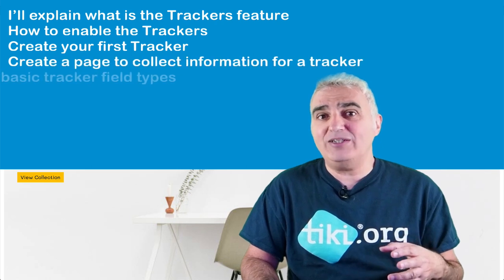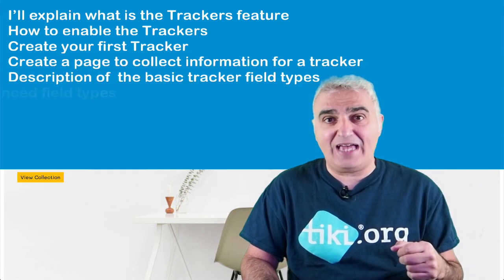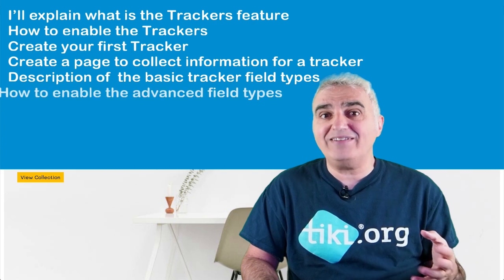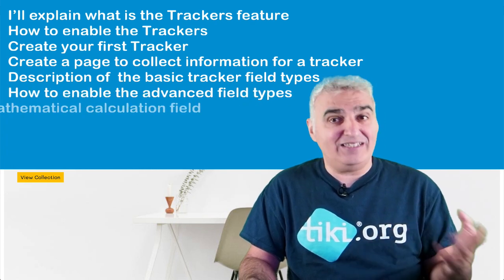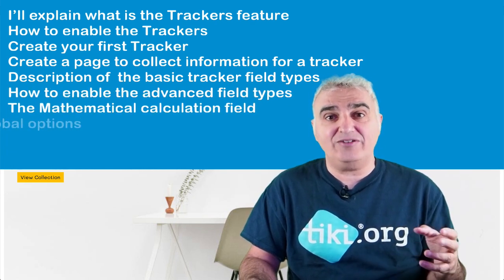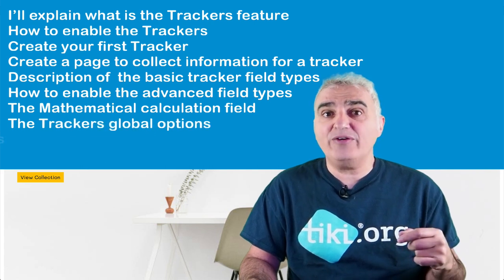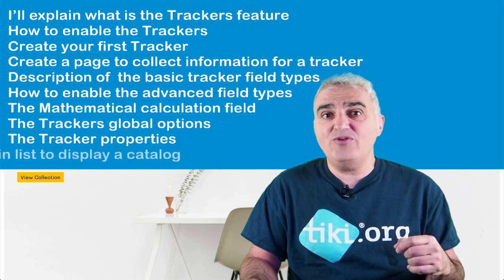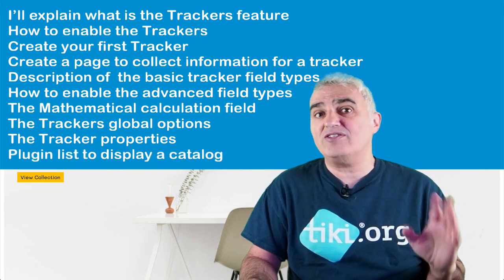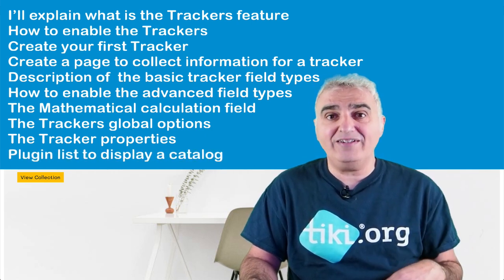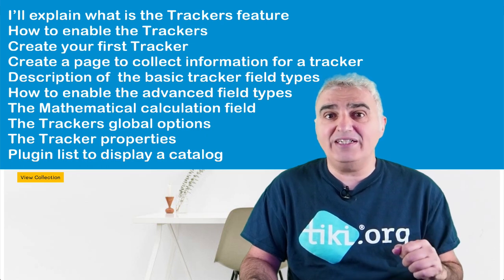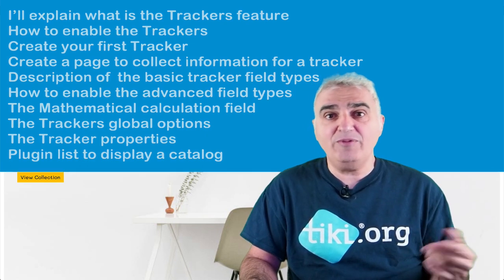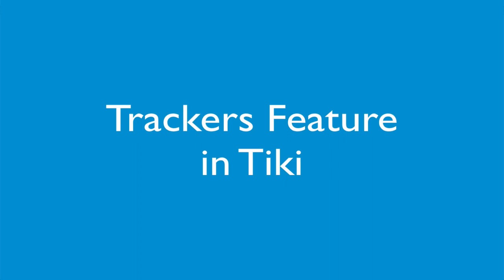I'll describe quickly the basic tracker field types, how to enable the tracker advanced field types. I'll demonstrate the mathematical calculation fields. We'll do a quick review of the tracker's global options, as well as a review of the tracker property, another set of options for each tracker. And finally, we'll use a plugin list to display a catalog from a tracker in a wiki page.